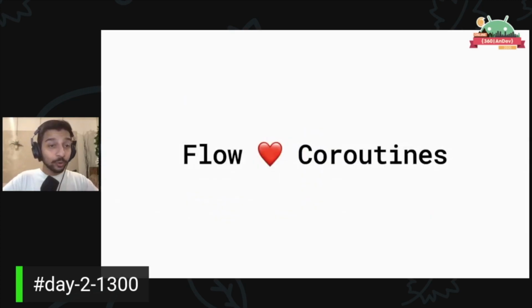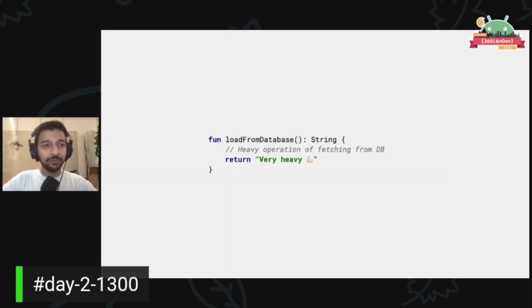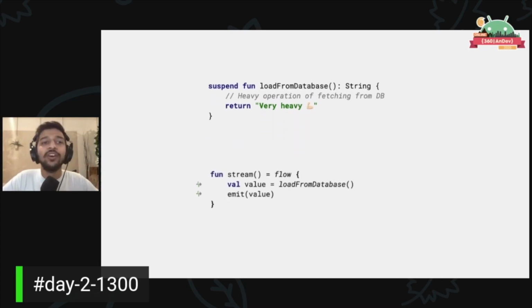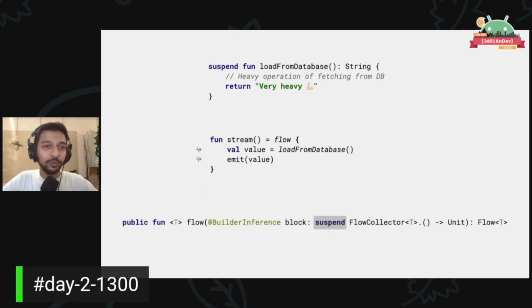So flow loves coroutines also because it's built on top of them. Let's say you have a function which loads some data from a database. Since this function takes time to perform, you would ideally want to do it in a background thread by marking it as suspend. And the funny thing is you can directly call any coroutine function inside the flow block. That's because the flow block accepts a suspending lambda, and also because both the collector and emitter are suspend functions, which is just great.